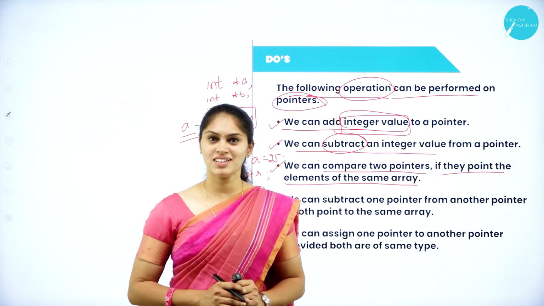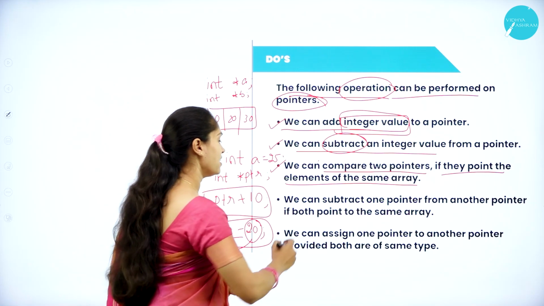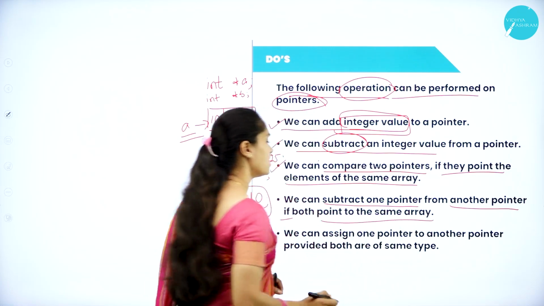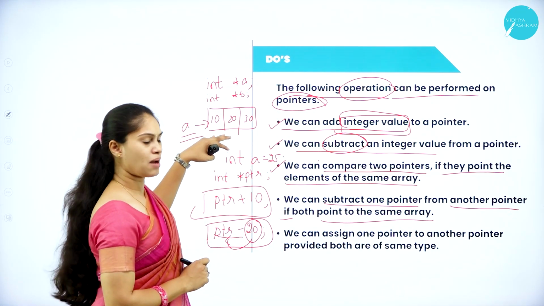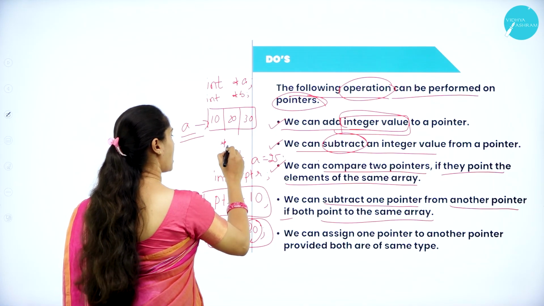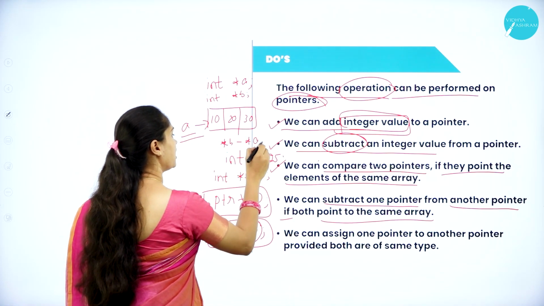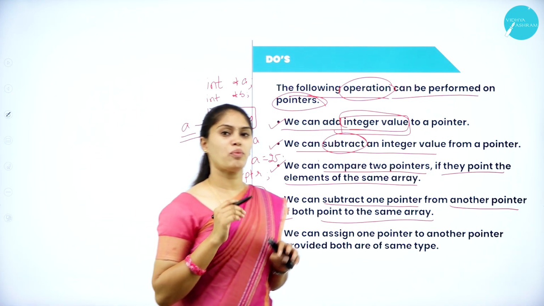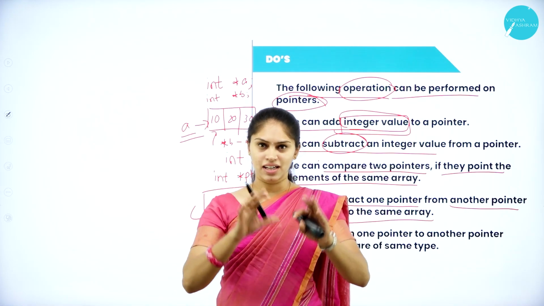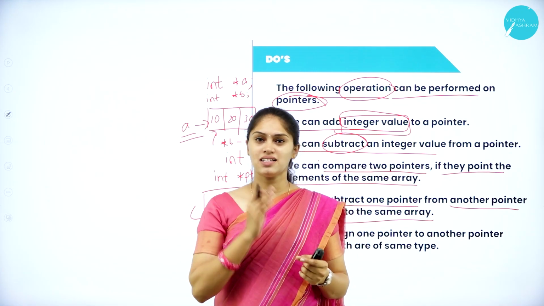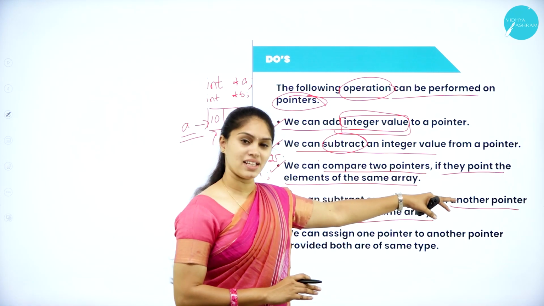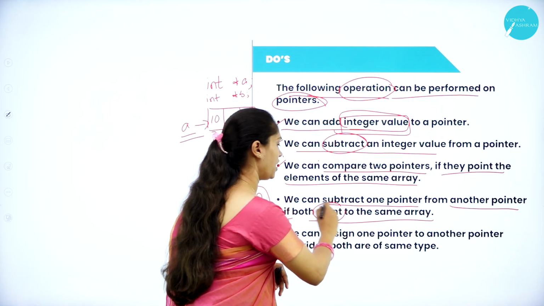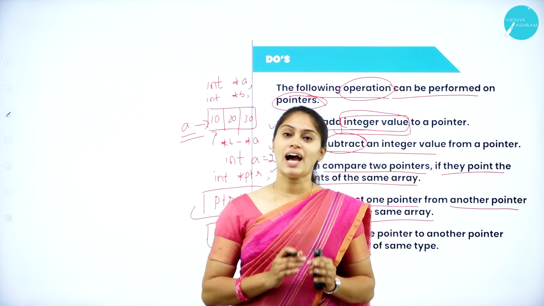What is the next operation that I can perform on pointers? We can subtract one pointer from another pointer if both point to the same array. If you consider the previous example, I can subtract star b from star a if both pointers are pointing to the same array. Only then can I subtract.